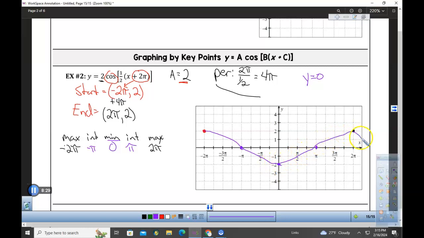And there's my graph. Too easy, kind of. I don't know. We'll talk about it in class. If you have any questions, let me know. Have a good day.